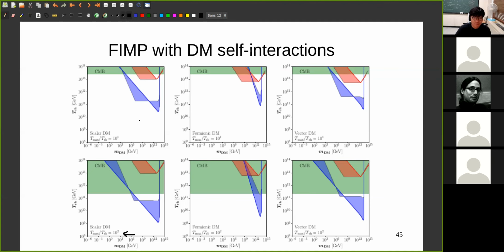So can I ask a naive question? Sure, please. I couldn't understand the prospects of detection of your FIMPs in these scenarios, because you mentioned that from the inflation they are constrained, but what about dark matter detection experiments?